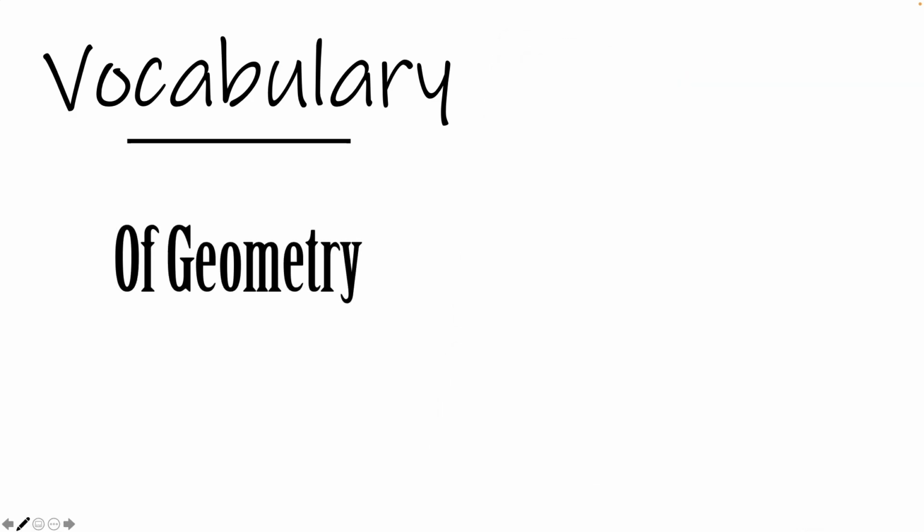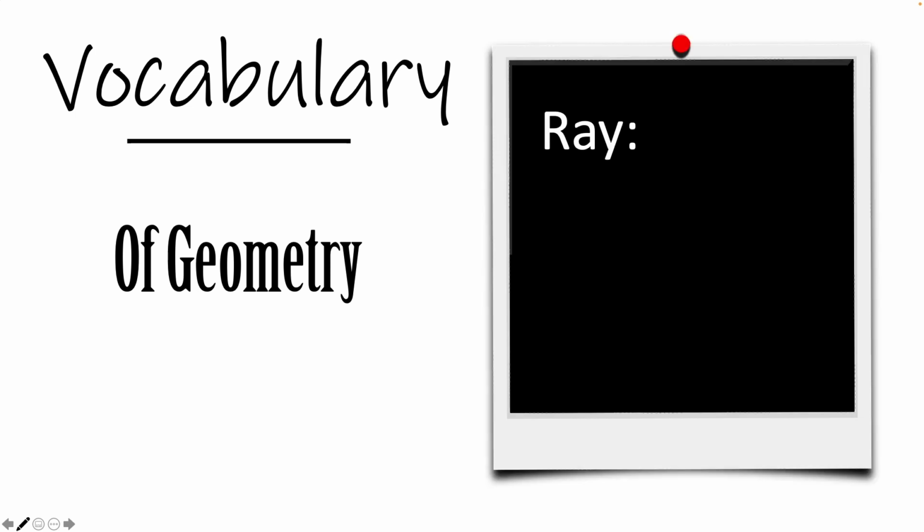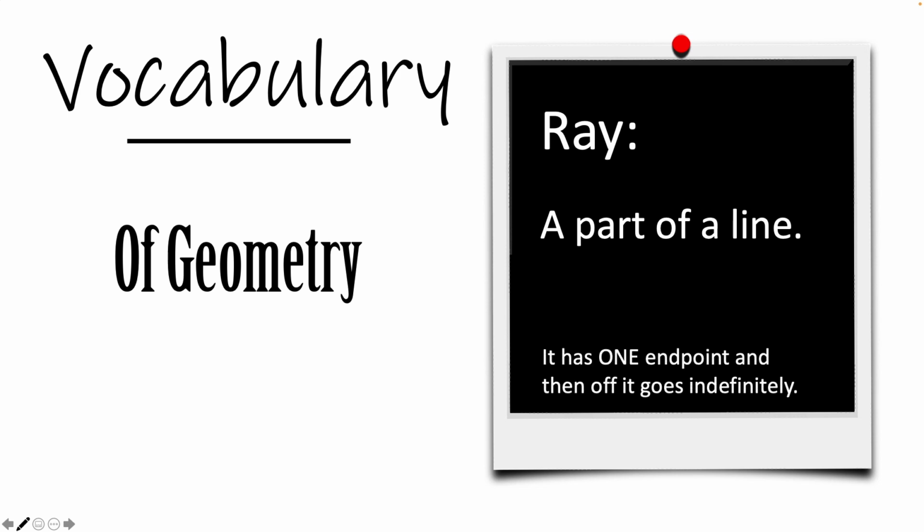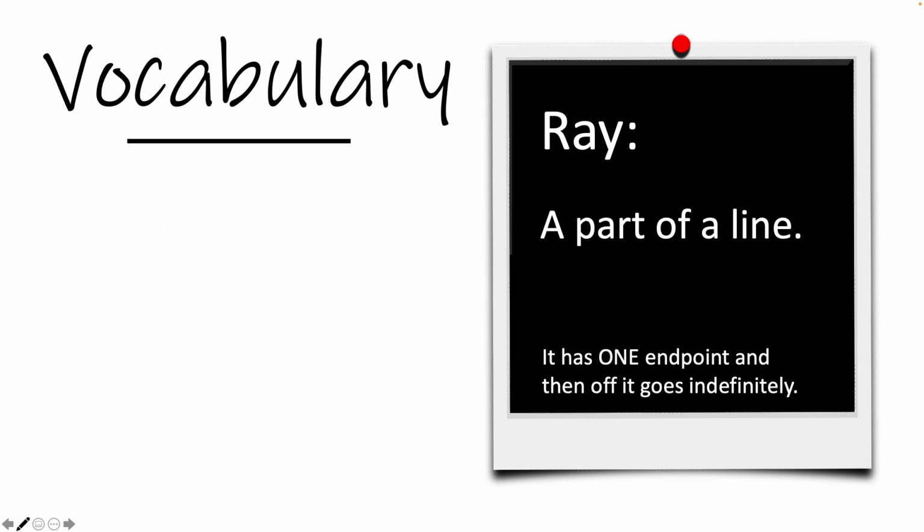So the vocabulary of geometry. First up today is a ray. A ray is a part of a line. It has one endpoint and then it just goes off into infinity. So here's a ray. It has this endpoint or starting point, M, and then off it goes to infinity and beyond. That's a ray. Now let's put some other points on this ray.